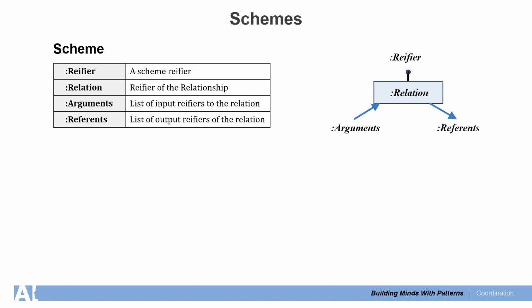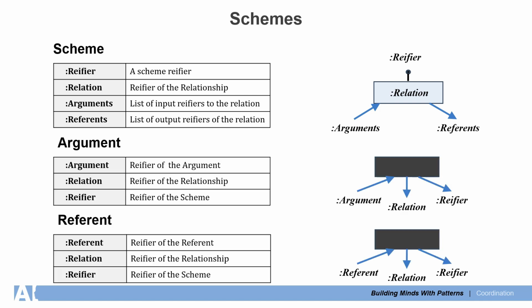The reifier is a scheme identifier. The relation is the reifier of the relationship. Arguments list the input reifiers to the relation, and referents list the output reifiers of the relation. For each argument and referent, there are also structures that join them to the scheme.